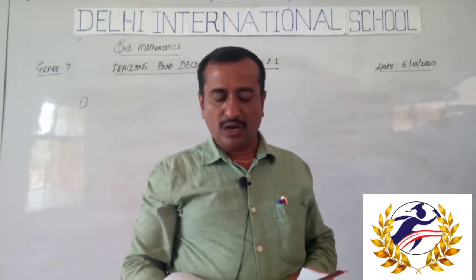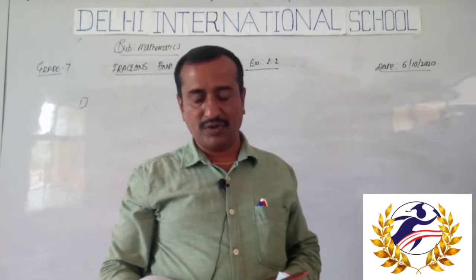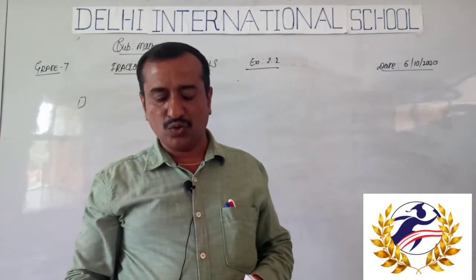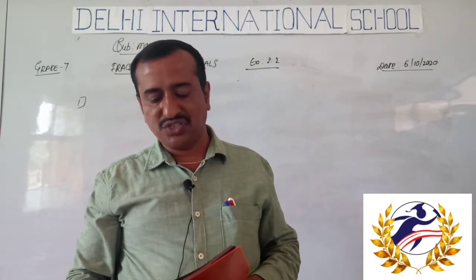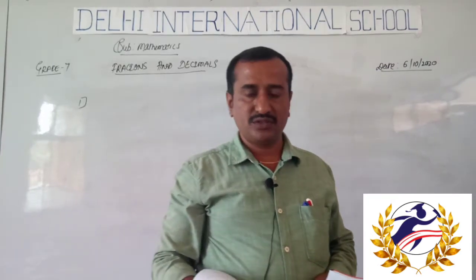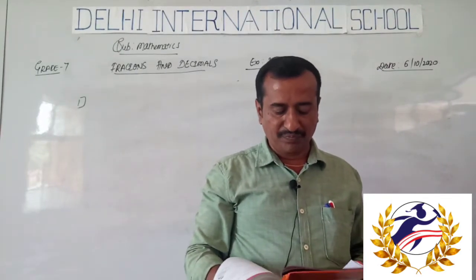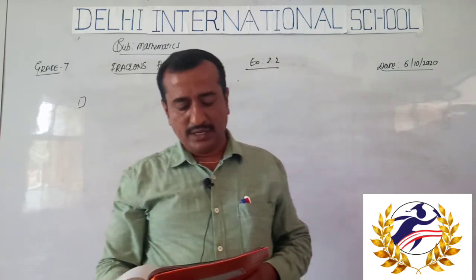Next, the last one left is 3 into 1 by 4. So there are 4 divisions in each figure. One region is shaded. As a result of that, 3 into 1 by 4. Next, move on to the second one.